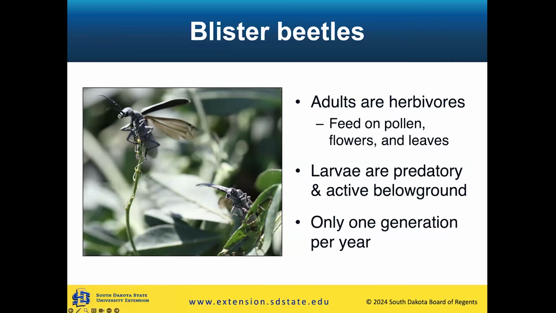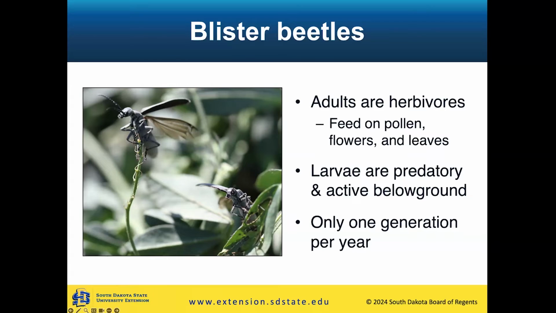Okay, so blister beetles are kind of an interesting insect. The adults are herbivores. They really like flowers. They're going to be going on for pollen, and then they'll even feed on the petals and things. They'll also feed on the leaves. You can see some here that look like they were feeding on some alfalfa, but really, in terms of feeding damage, the adults are not significant. Some of them can cause some issues in gardens, but for alfalfa fields, it's really not an issue.